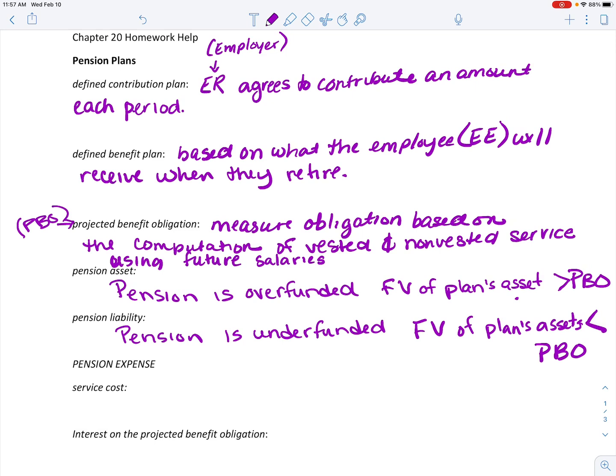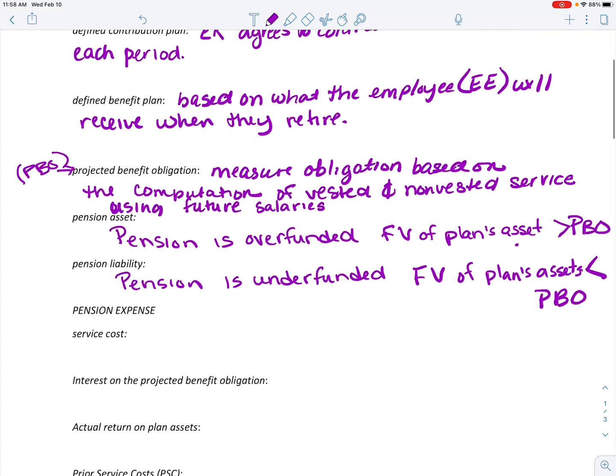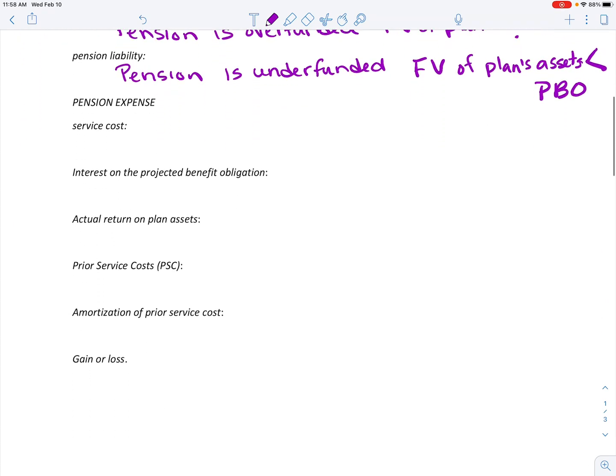But the next thing we're going to talk about is our pension expense. Again, a lot of terms and variables go into our pension expense. So we want to make sure we understand those. Your service cost is the expense caused by the increase in your projected benefit obligation.